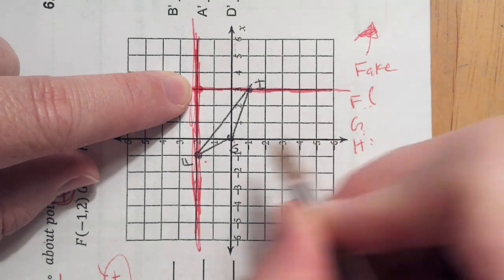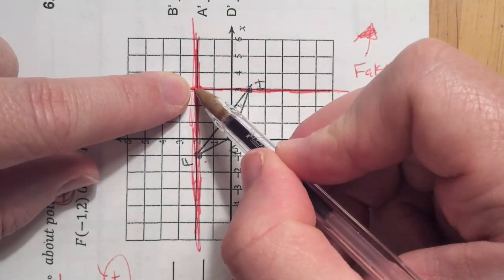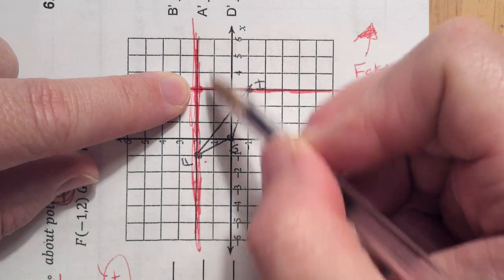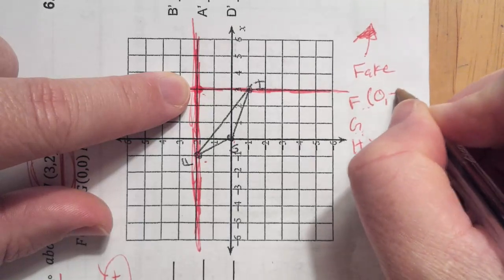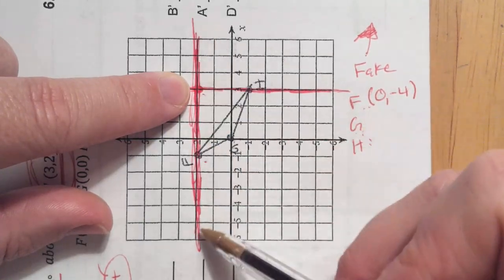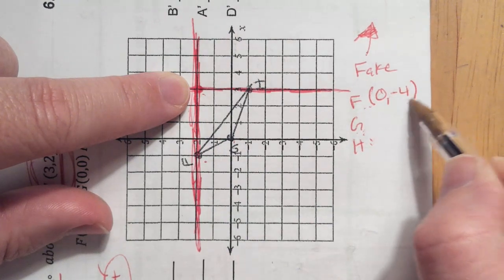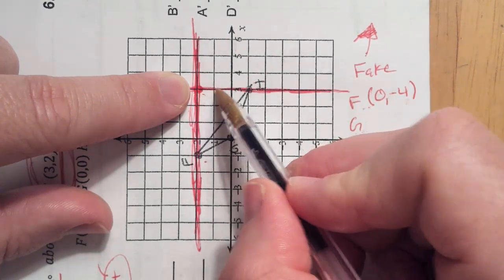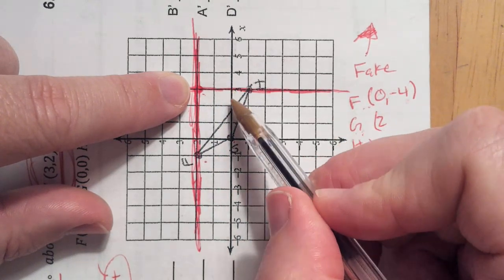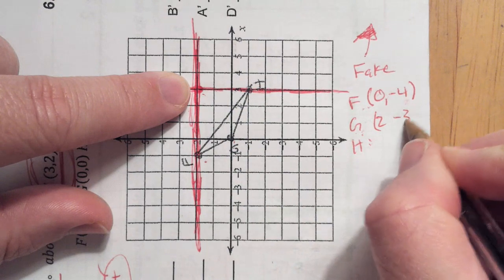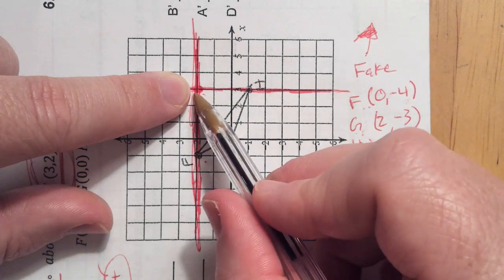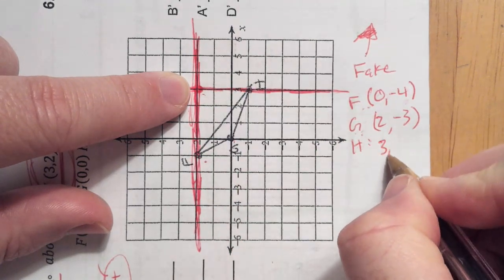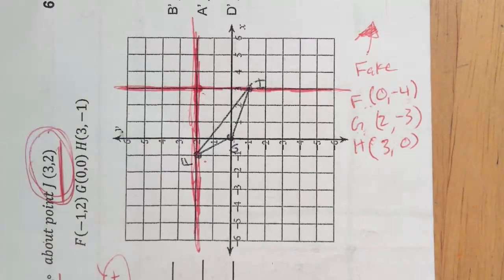Okay, let's see if we got those. So if this is 0, 0, this would be my y-axis. So this would be 0, comma, 1, 2, 3, 4. So -4. 0, -4. It's with the y-axis. So the digit is with the y. All right, your G is positive 1, 2, negative 1, 2, 3. So -3. And your H, it's on the x-axis, so it goes with the x. So that's positive 1, 2, 3, 0. All right, so those would be the coordinates.